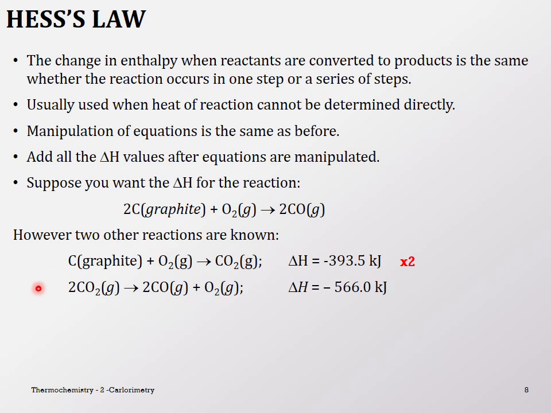Then you look at the second equation and you say, okay, let me see what we have here. We have carbon dioxide, you have carbon monoxide, and oxygen. Carbon monoxide is supposed to be on the right hand side, so that is fine.